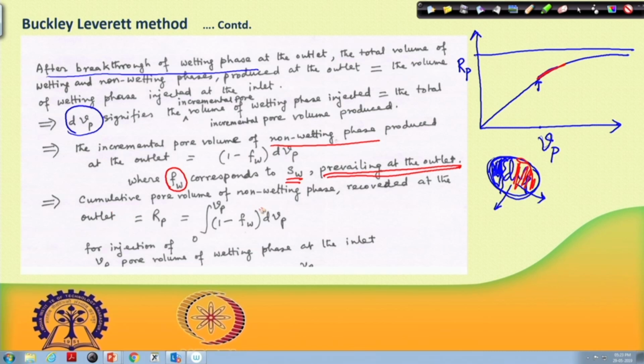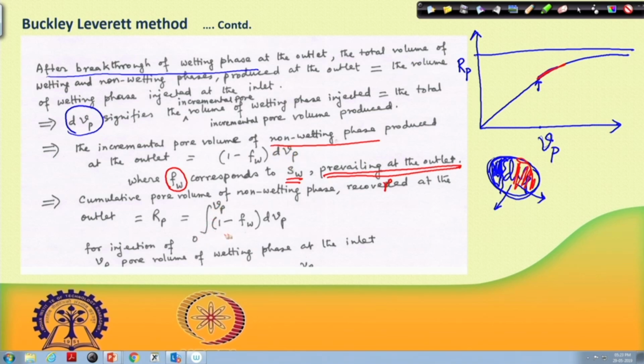Now, the cumulative pore volume of non-wetting phase recovered at the outlet, Rp, is equal to the integration of the incremental pore volume of oil produced. So, instead of the differential form, it would be the integral from 0 to Vp, run over dVp.